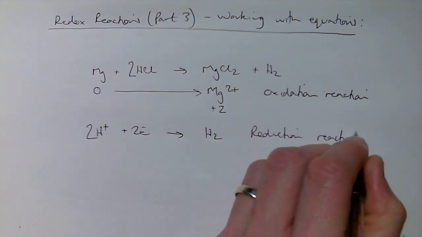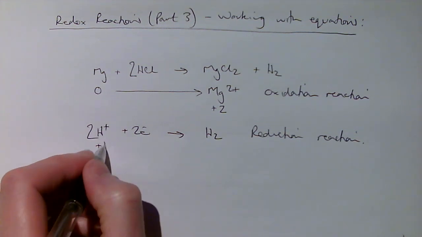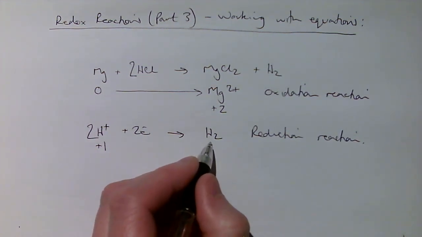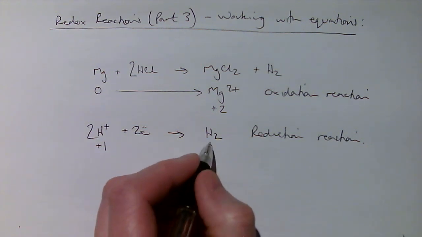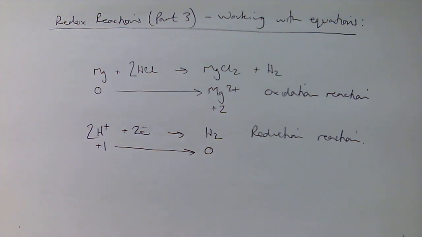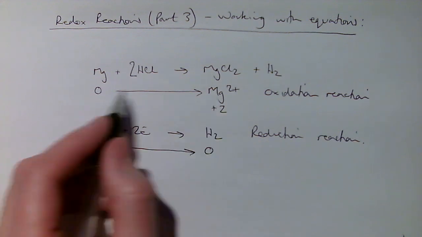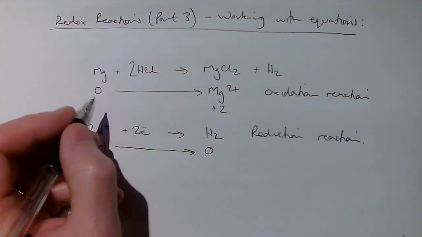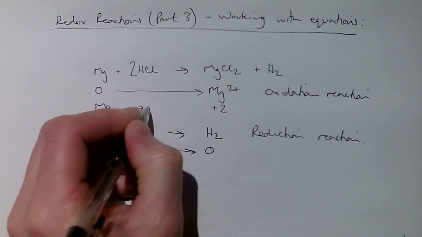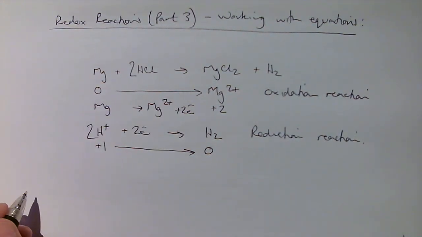The oxidation state of the hydrogen ion is +1. The oxidation state of the hydrogen in the hydrogen molecules is 0. So the oxidation state has been reduced, hence that is a reduction reaction. I could have just written my half equation for that, couldn't I? Mg goes to Mg2+ plus 2 electrons, like that. So there we have it. That's your first equation. Let's look at another one.